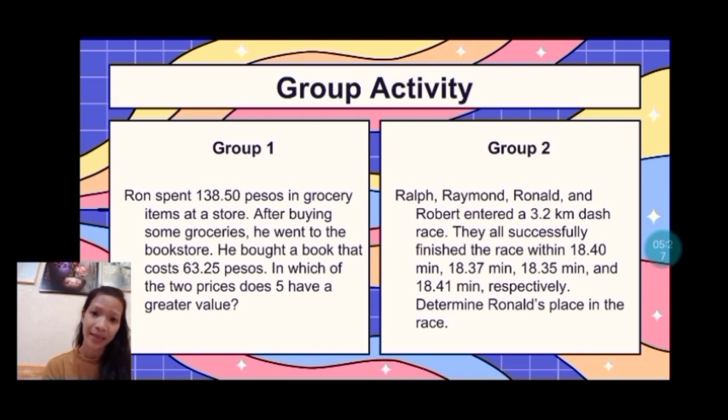Congratulations, Group 1, you got the correct answer. It's 138.50 pesos that the 5 has the greater value. And also, congratulations, Group 2, because you got the correct answer. Ronald's place in the race is second place.